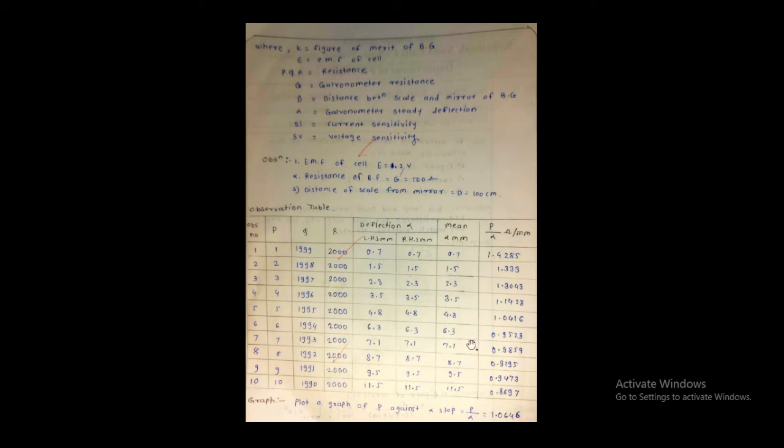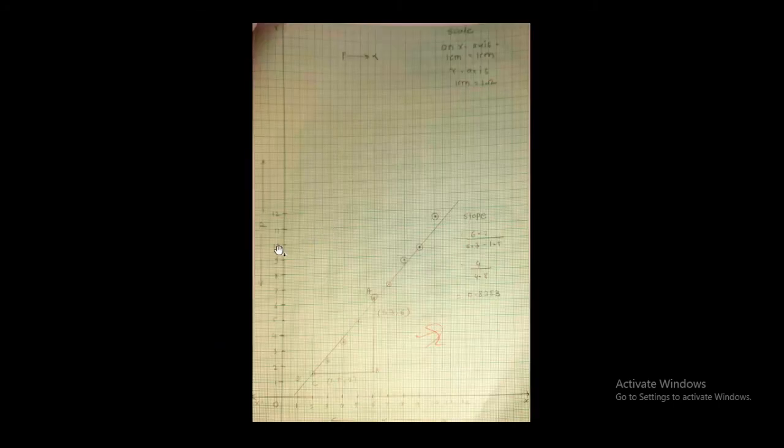Once you have completed this observation table, you move towards the graph. Here it is the graph P versus alpha. When you plot P on the y-axis, that is in ohm, and alpha in millimeter on the x-axis, we have to find out its slope. Once you calculate the slope, you have to substitute here. That is the result by calculation.